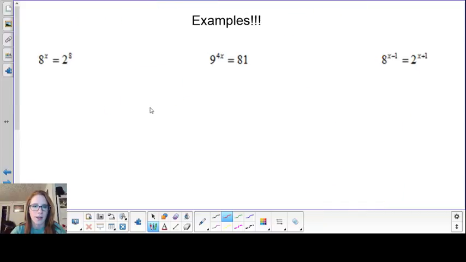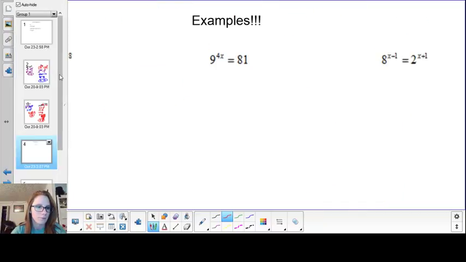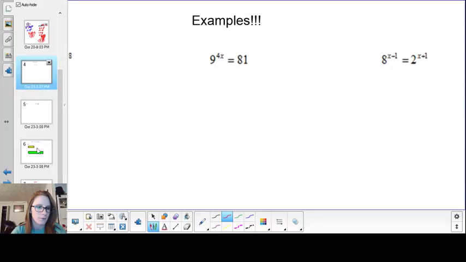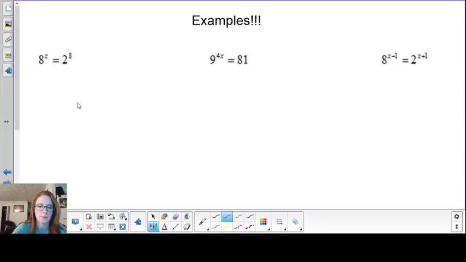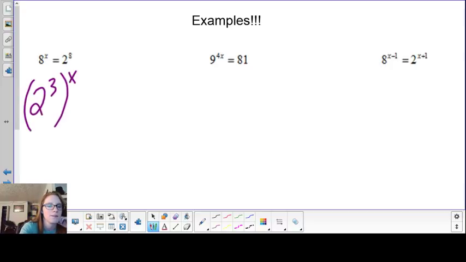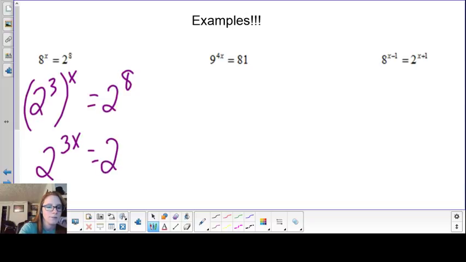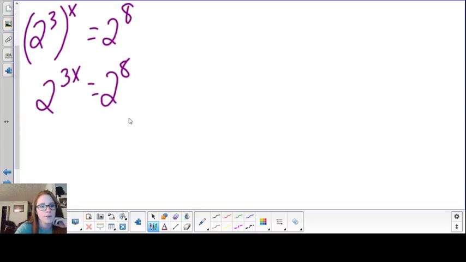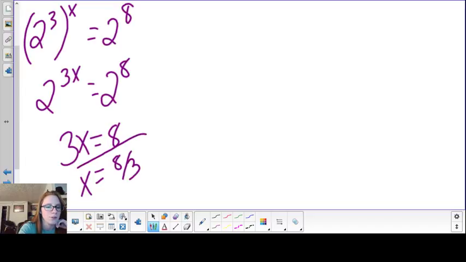All right, let's take a look at some more. Again, we cannot do 2 and 8 yet, but I know that 8 is 2 to the 3rd. So I have 2 to the 3x is equal to 2 to the 8. Since my bases are equal, I get 3x equals 8, divided by 3. Again, it's not a pretty answer, so just leave it as a fraction.